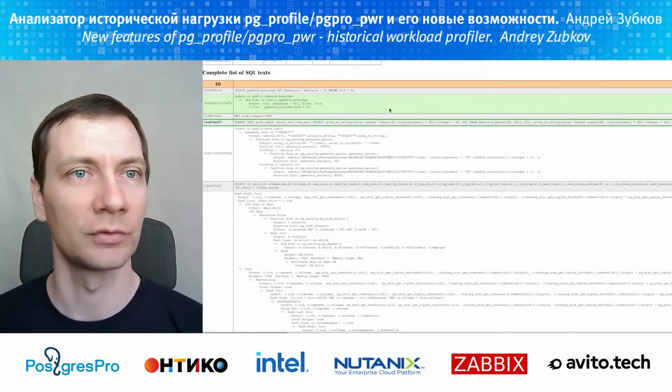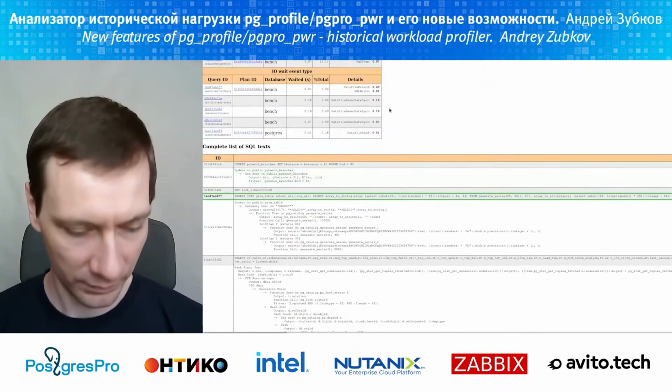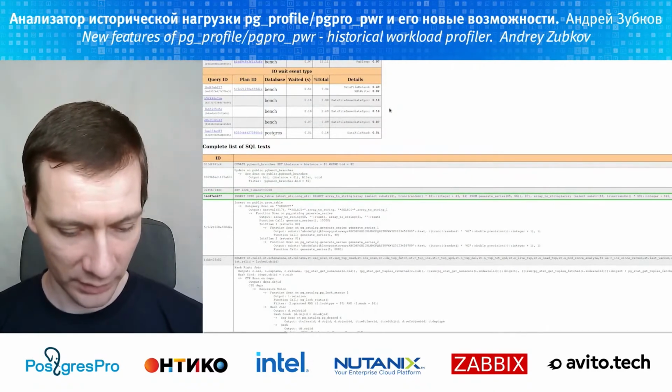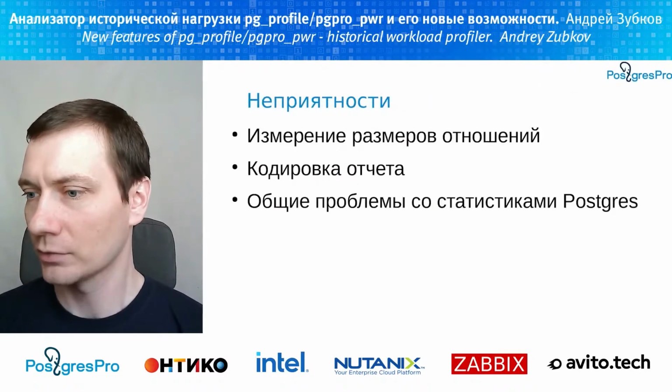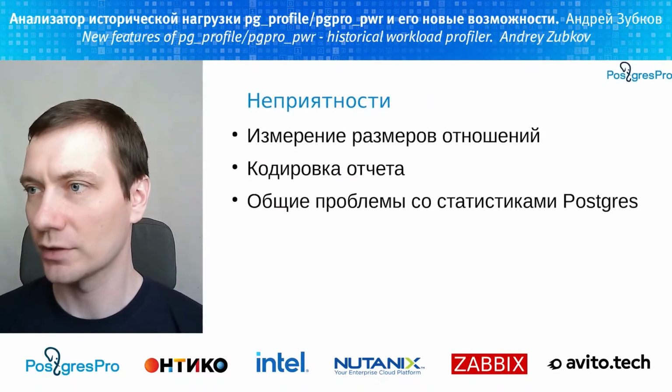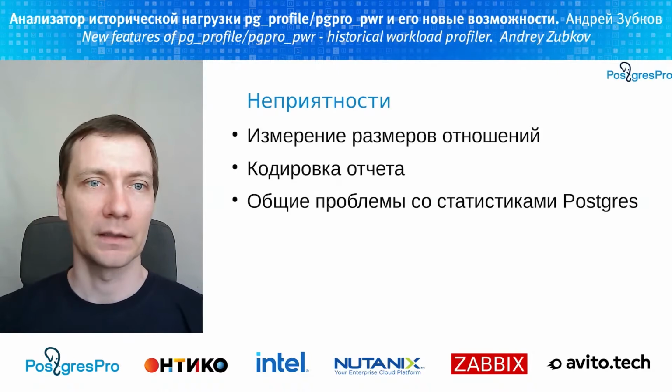As for power, that is basically it. So I think that in future we will have some additional statistical data here, and it's going to be very useful in terms of the information that it contains. So what kind of complexities do we have?